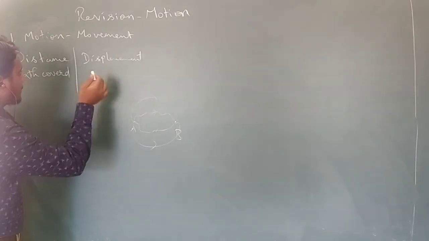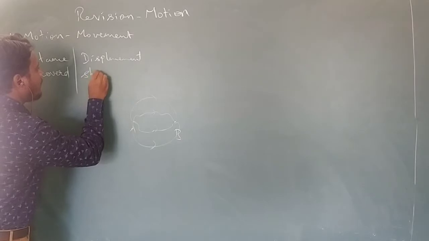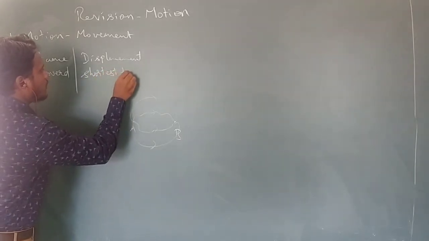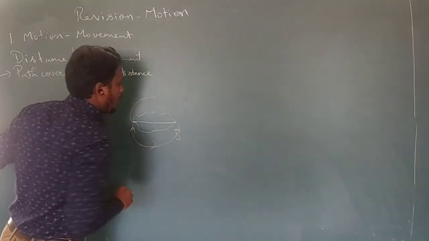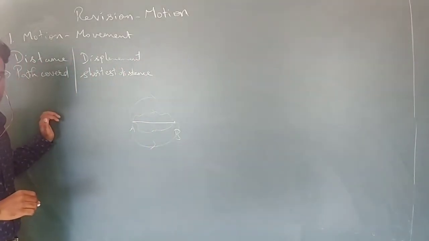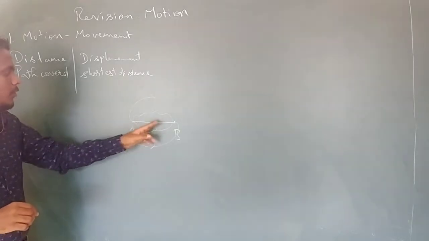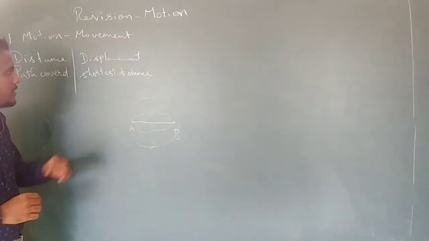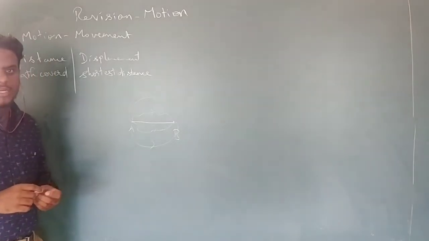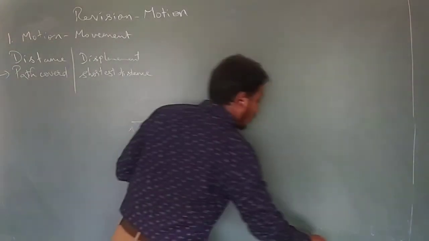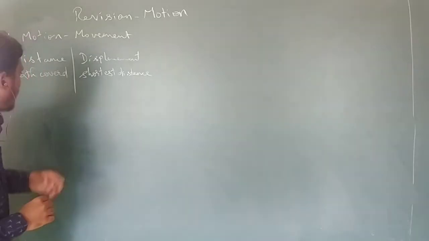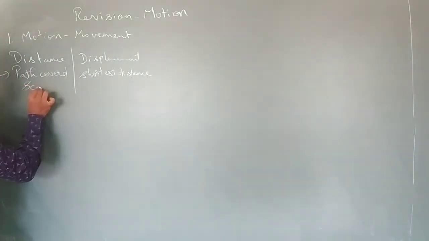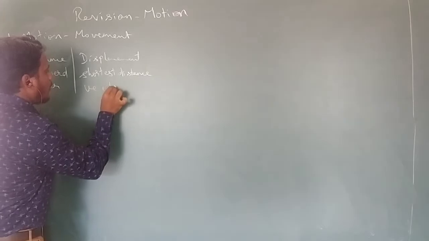Now displacement is the shortest distance between the 2 points. What is shortest distance? A straight line joining the 2 points is called the shortest distance between any 2 points, right? So from A to B, the straight line joining AB is called displacement. Displacement will always be the shortest route to any point, and it will always be a straight line, right? And this is a scalar quantity and this is a vector quantity.